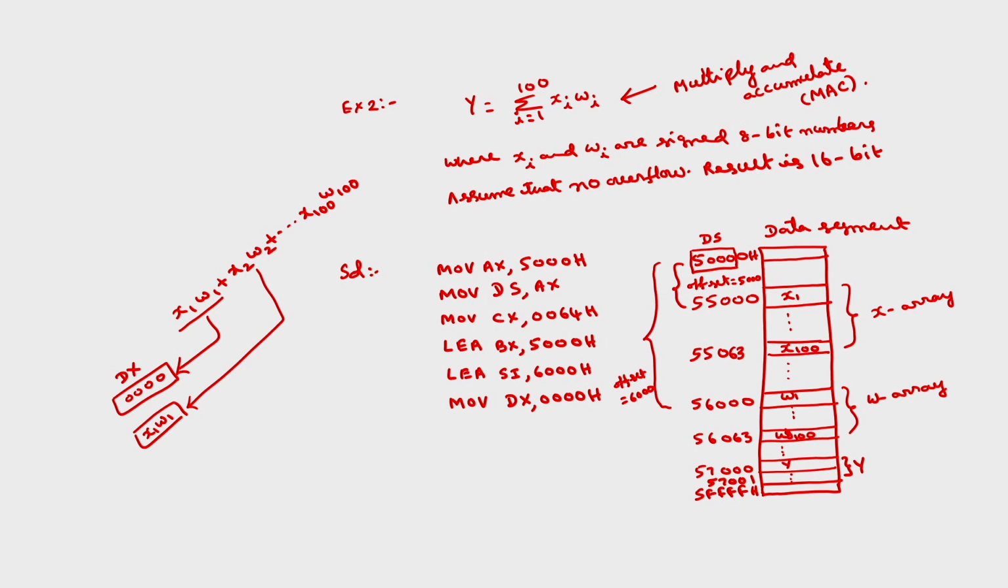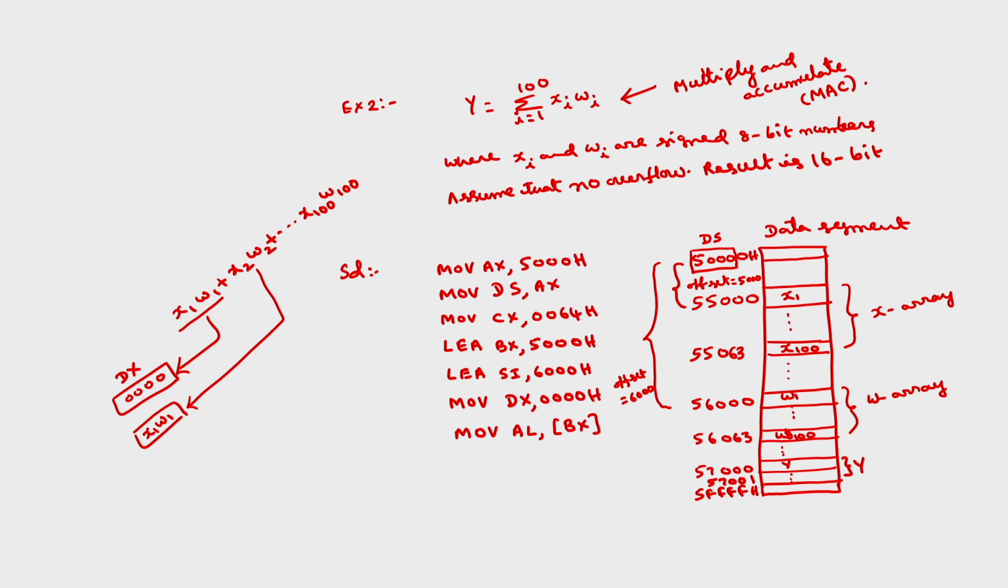Here w and x are 8 bit numbers. So, in order to multiply, I am taking 1 onto some register, 8 bit register. Move AL comma contents of BX.